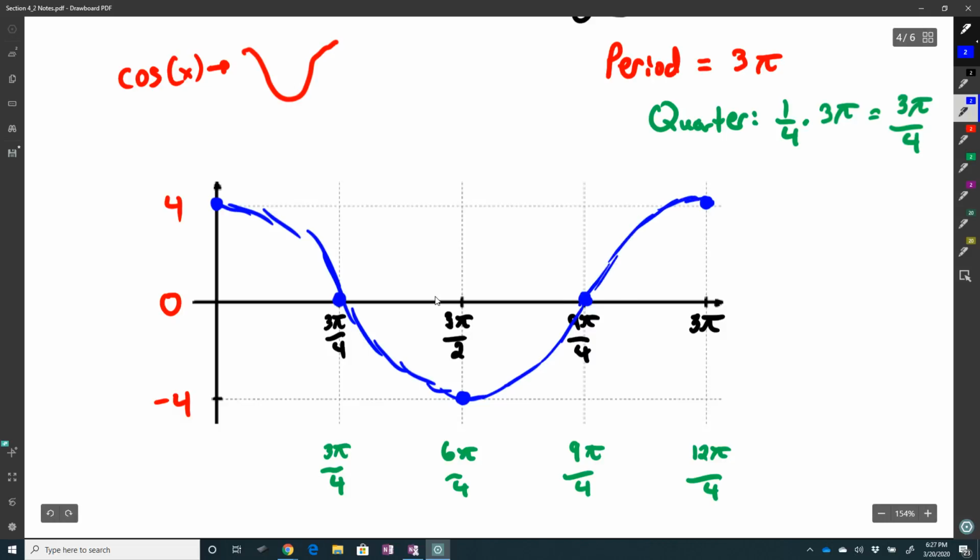Anyway, and so there's your graph. So the amplitude tells you how high and low to go. The period are your x values. You split it into 4 parts, and those 4 parts tell you where to put your peaks and your valleys, which will change depending on if it's sine or cosine. All right, so I got all that done. So go to the next page.